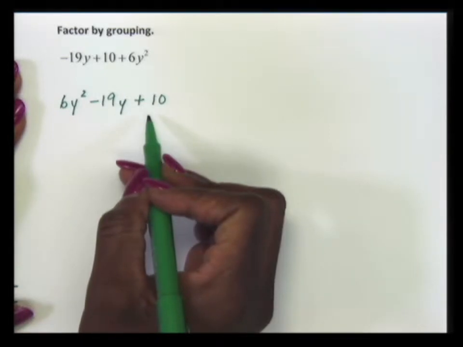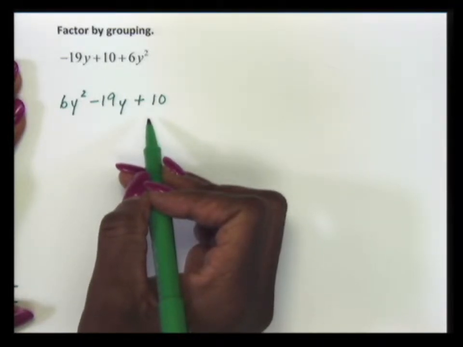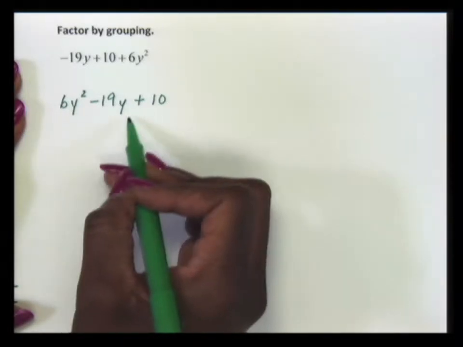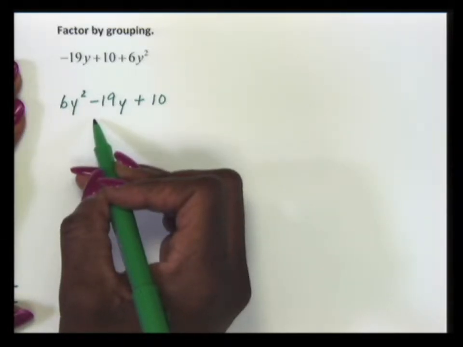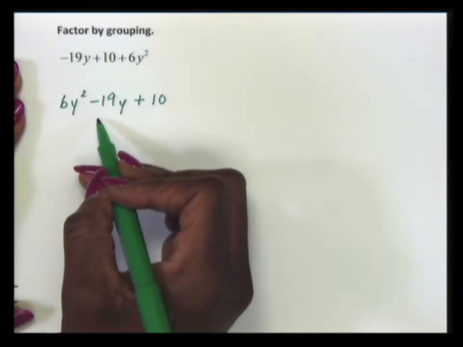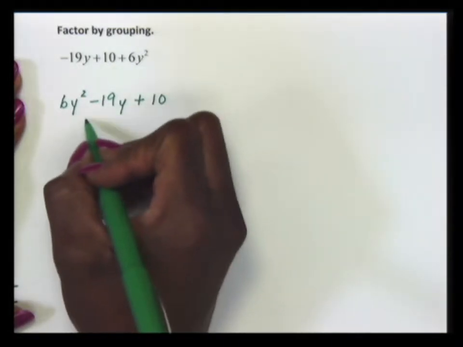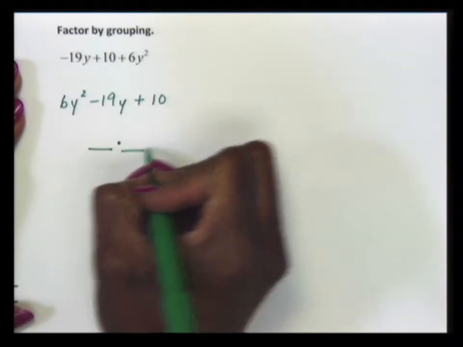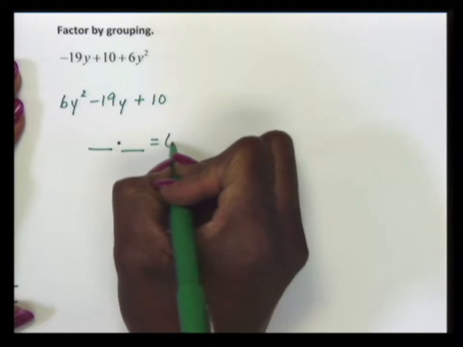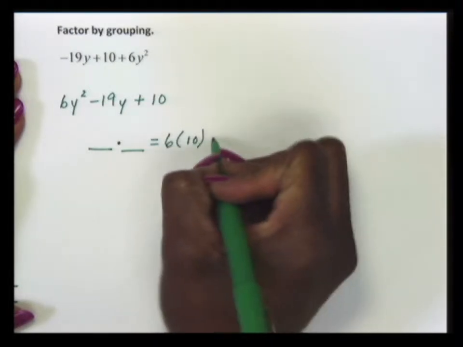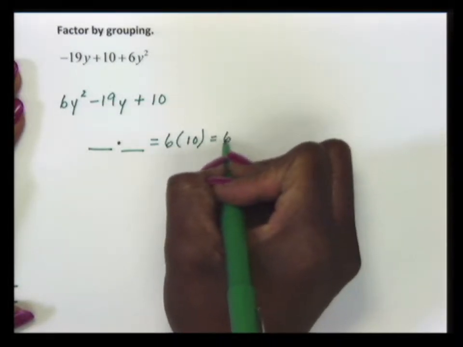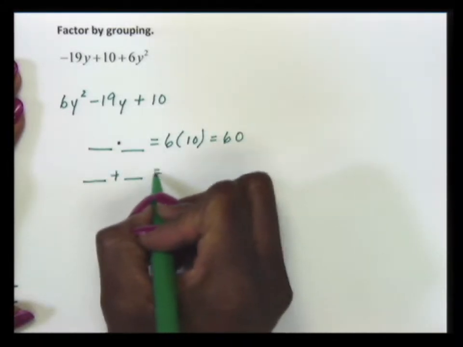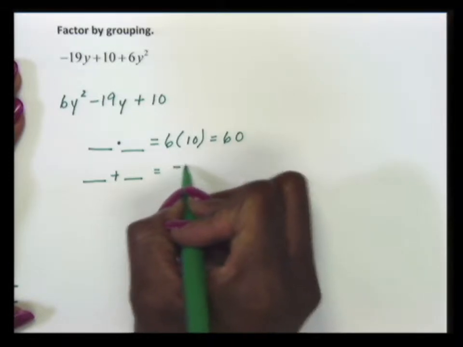In order to factor by grouping, we have to have four terms. So we have to figure out how to separate the middle term, the minus 19y, so that we have the four terms we need to factor by grouping. To find the two numbers that we need, we find two numbers that we can multiply together, and they're equal to the first number times the last number. In this case, they're equal to 60. But when we add the exact same numbers together, we get the middle term of negative 19.